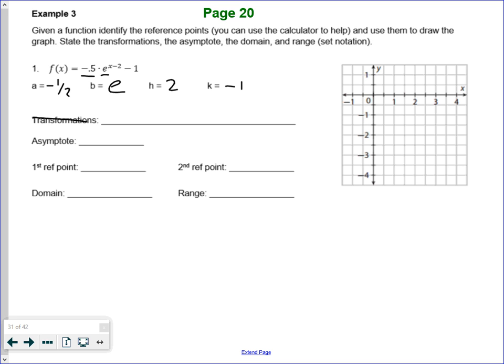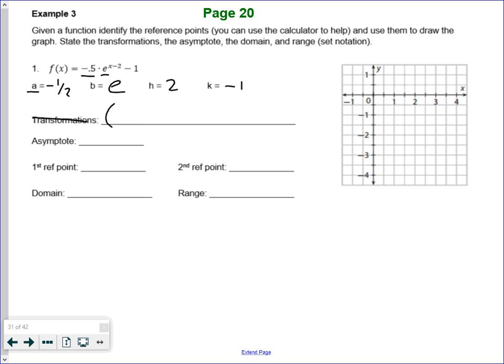Our transformations, if we just go through that really quickly: our a's are vertical stretches. So since our a is -1/2, we have a reflection over the x-axis and a vertical compression by 1/2. Our b is e. That doesn't transform anything. Our h is 2, so that's a horizontal shift to the right by 2. And our k is -1, and that's a vertical shift down by 1. So you should know that. We've been going through that all year.